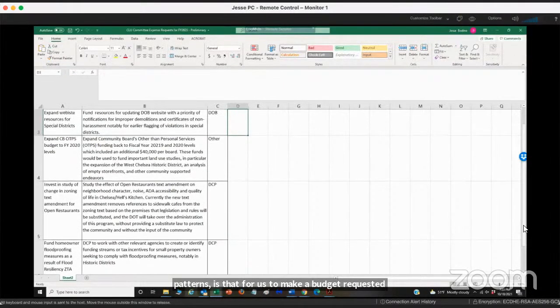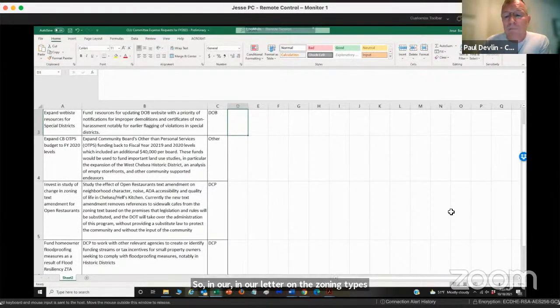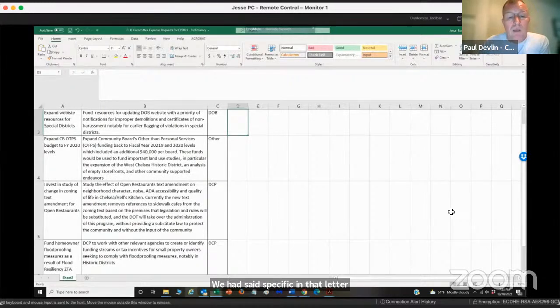So in our letter on the zoning text amendment on flooding resiliency, we said specifically that we wanted DCP to work with other agencies to create or identify funding streams for property owners wanting to comply with floodproofing measures. In our district, it's really the historic districts that are most impacted by possible flooding. So I put some language in there for that. Those are the 4 line items for now. Anybody have any comments or questions or thoughts on that?